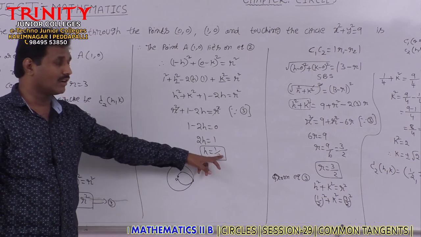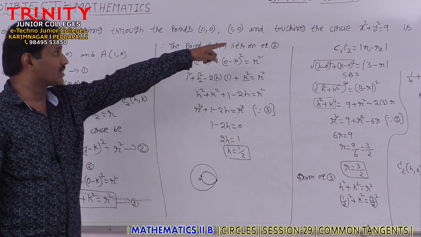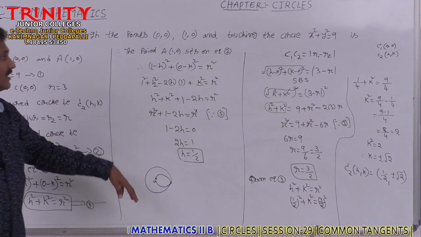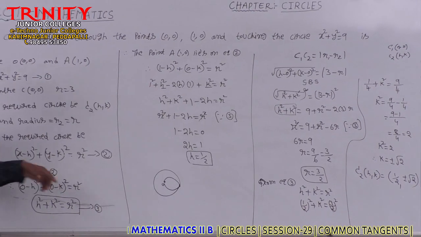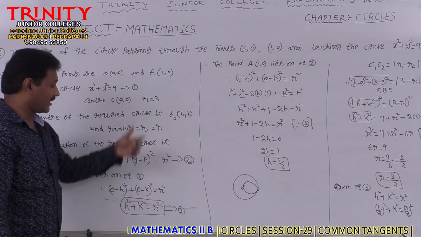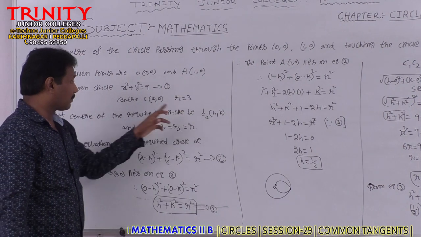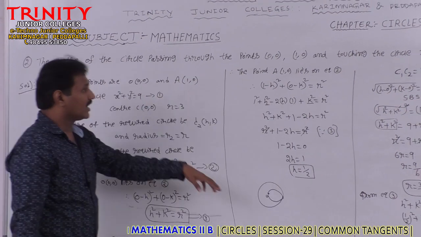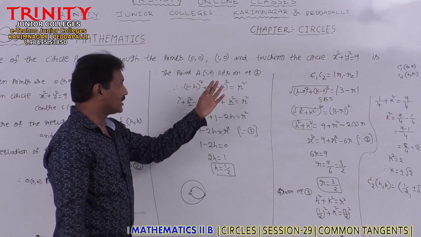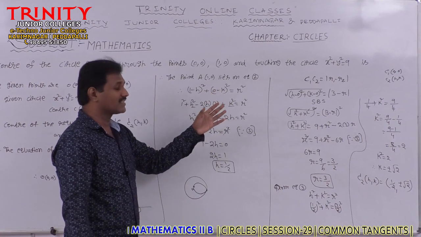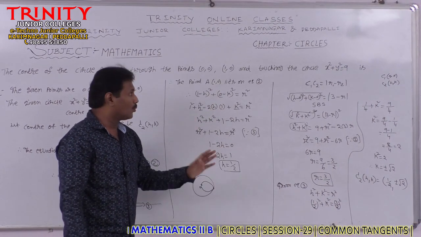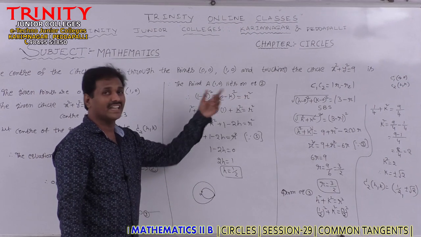Automatically, we got the value of h. And also, we have another information. The required circle touches the circle. That means given circle center is origin. Our required circle passes through the center of the first circle. That's why there is no chance the two circles touch each other externally. Only one chance, the circles touch each other internally.